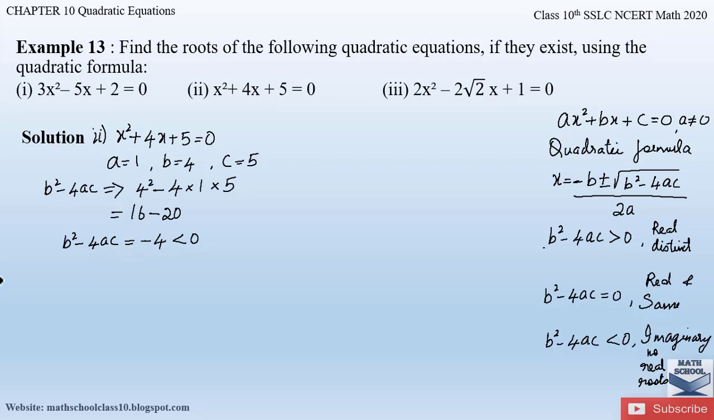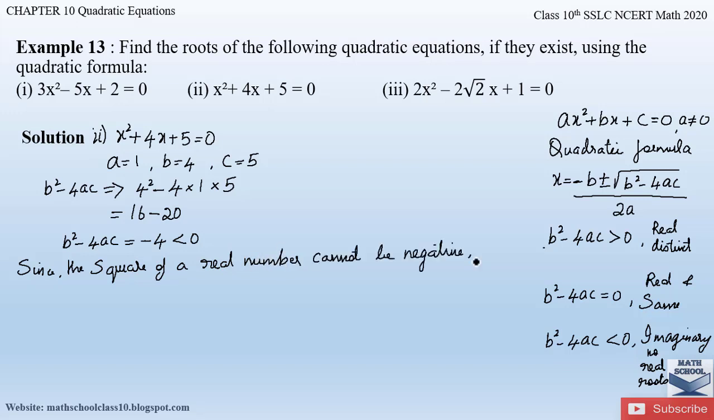So let us write down: since the square of a real number cannot be negative, therefore the square root of b square minus 4ac will have no real value. So therefore there are no real roots for this given quadratic equation.